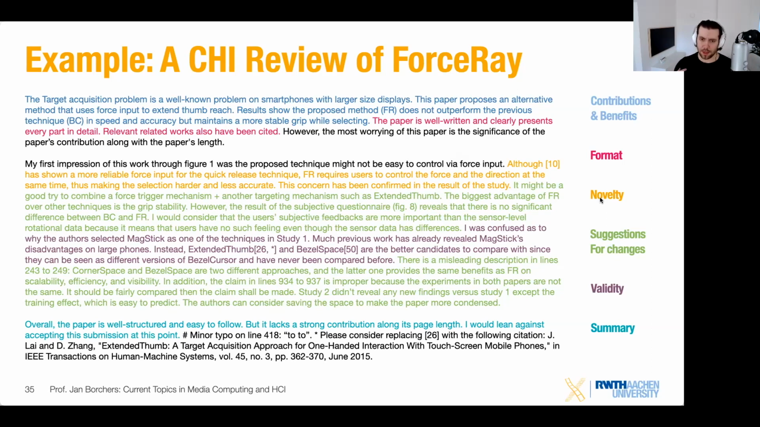So basically what makes the paper unique: although Force Touch has shown a more reliable force input for the quick release technique, Force Ray requires users to control the force and the direction at the same time, thus making the selection harder and less accurate. This concern has been confirmed in the results of the study. So here they say what is good about the technique, but also what is problematic about it, which is also addressed in the paper. So the paper, as a good paper should be, is also criticizing their own technique in a way: this is good, but this is also still problematic.